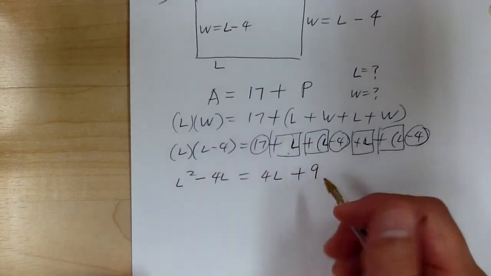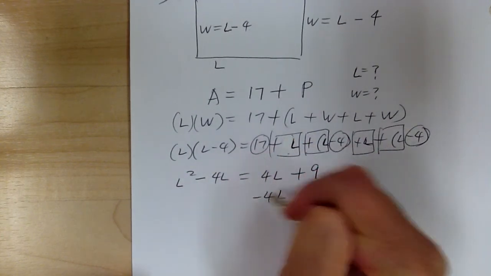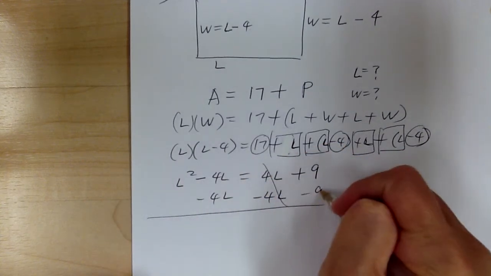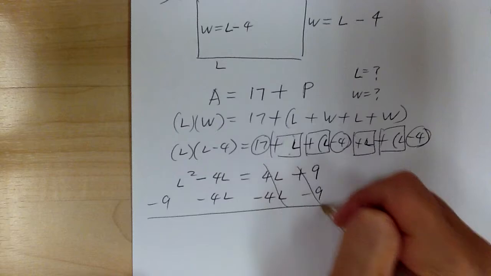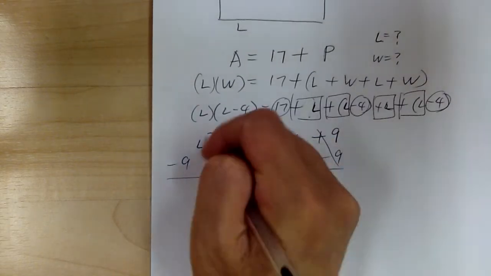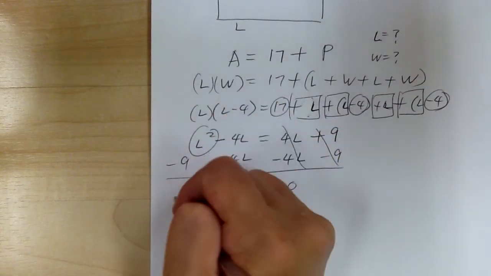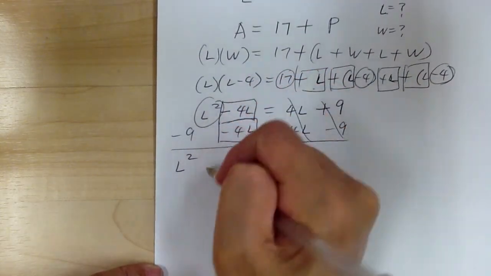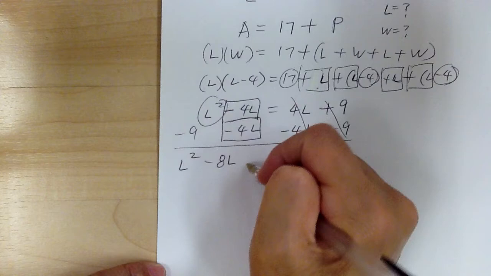Okay, so from here, again, you want to make it equal to 0. So minus 4L, minus 4L. So this will cancel out. Minus 9, minus 9. So this will cancel out. So that's going to rearrange the terms. So here I will get L squared. This one and this one, I will get minus 8L. And the number will be minus 9.